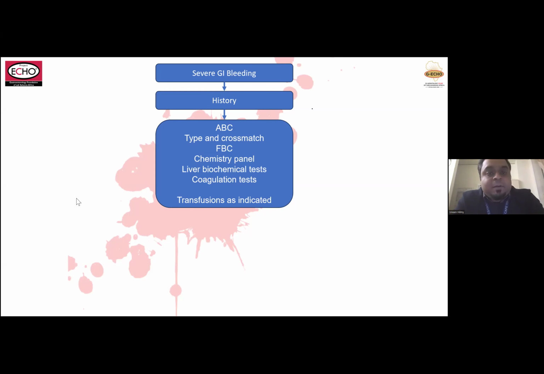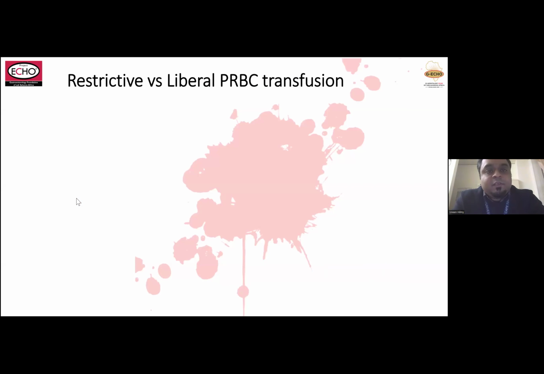And we also send blood typing and cross-match. We do a full blood count, full chemistry, renal functions, liver functions, and coagulation tests as well. And then one would transfuse. So regarding transfusion, should we use a restrictive or liberal transfusion? Restrictive transfusion means you have a threshold of 7 to 8 grams per deciliter. In liberal, most of the studies use 9 to 10 as a threshold.